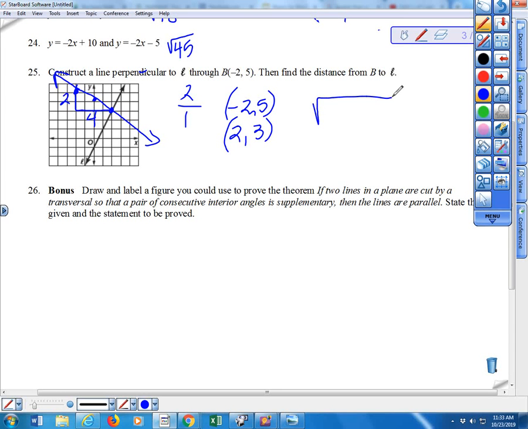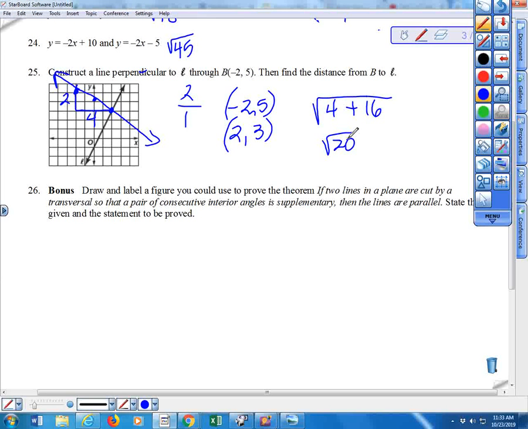So it would be the square root of 4 plus 16, which is the square root of 20. We haven't talked about how to simplify radicals in geometry, so you don't have to do it anymore. This is just the square root of 20. It would be 2 square roots of 5. Yep.